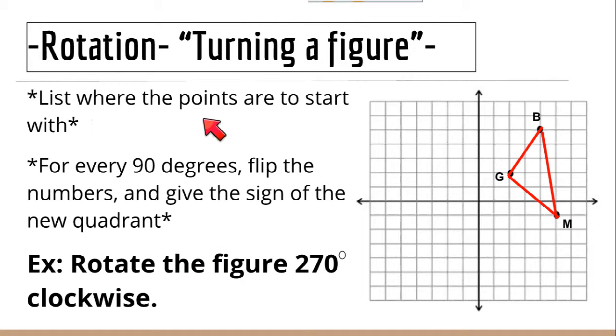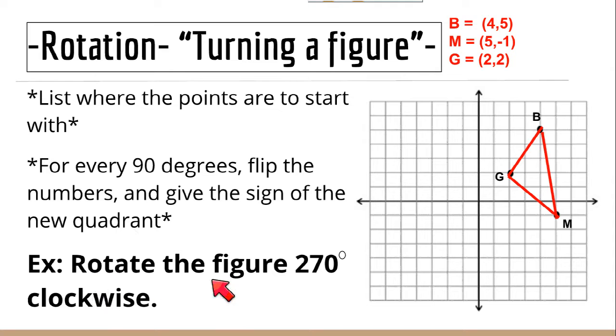So our first step says to list where our points are to start with. This is very important. Don't just try and eyeball it, actually list them. So I'm going to go ahead and do that, and I did that up at the top. So here's where my points are currently. Then we need to remember that for every 90 degrees, you flip the numbers and give the sign of the new quadrant where the number is going.